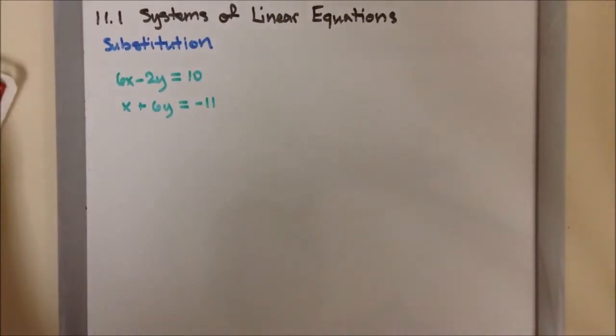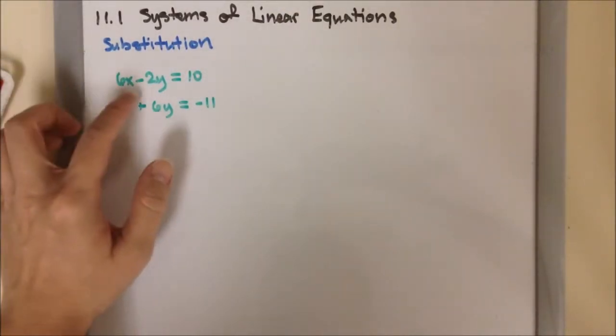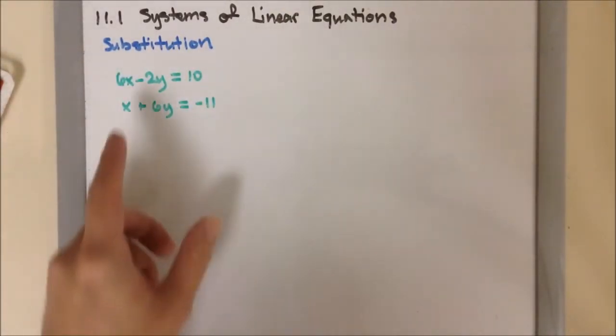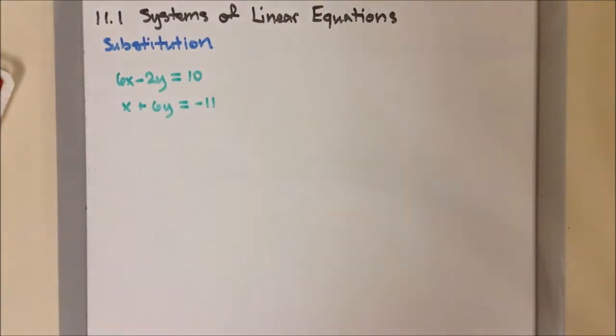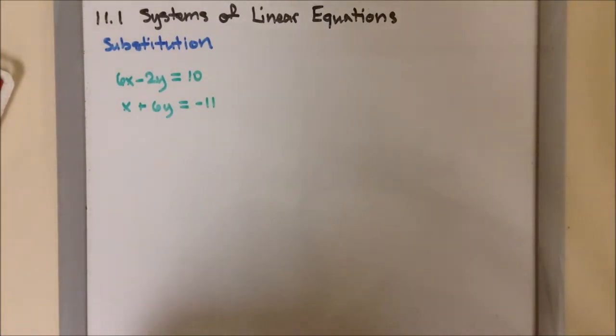In this third example, our first equation is 6x minus 2y equals 10. The second equation is x plus 6y equals negative 11. Now what's different than the previous example is that none of the variables are isolated. None of them are by itself. But let's take a closer look.